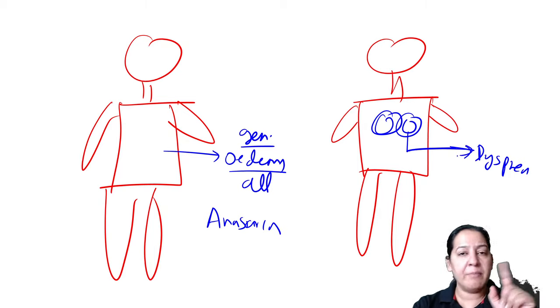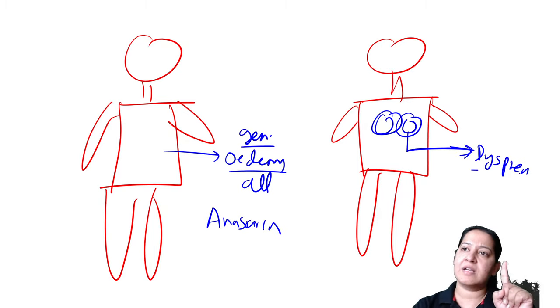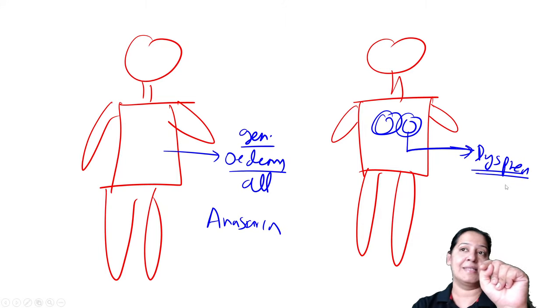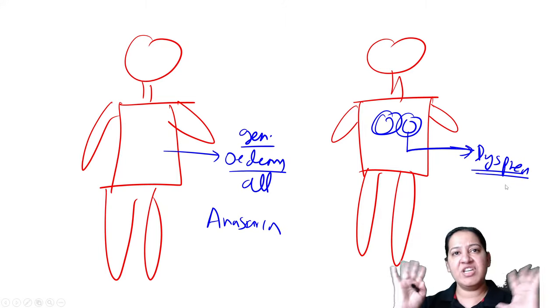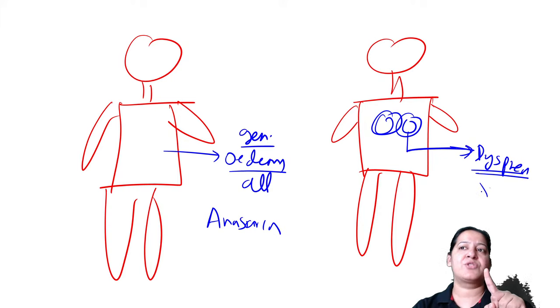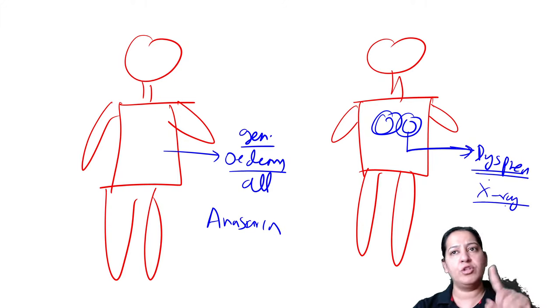So the patient doesn't come with edema. The patient comes to you with a complaint of dyspnea. Dyspnea on walking. Dyspnea on doing any exercise. Dyspnea on doing any work. So the patient has respiratory distress or dyspnea. So if you do an x-ray, it will be visible to you that the patient is having pulmonary edema, right? Now, pulmonary edema.